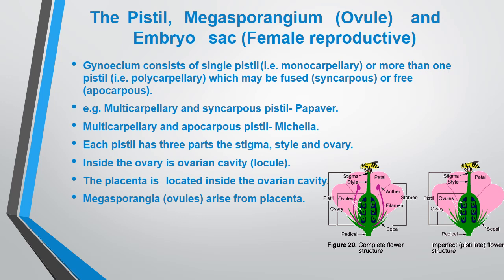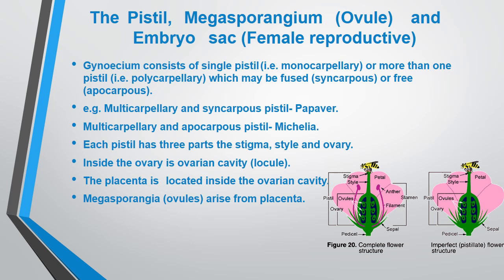The gynoecium consists of a single pistil. This condition is called monocarpillary. The flower which has a single pistil is called monocarpillary, or it can have more than one pistil. That condition is called polycarpillary. It may be fused, that is called syncarpous, or each pistil can be free. That condition is called apocarpous.